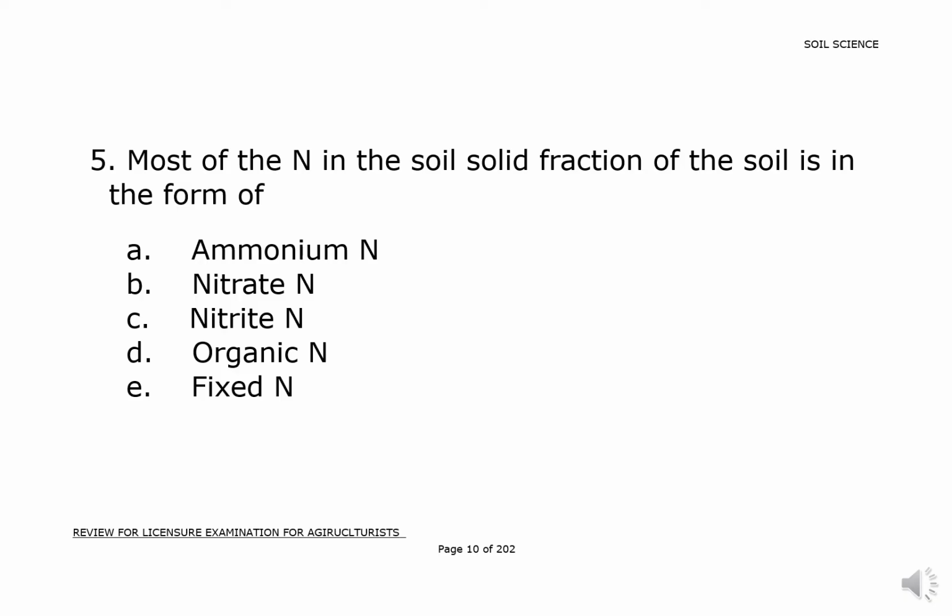Number 5. Most of the N in the soil solid fraction of the soil is in the form of A. ammonium N, B. nitrate N, C. nitrite N, D. organic N, or E. fixed N. The answer is organic N.